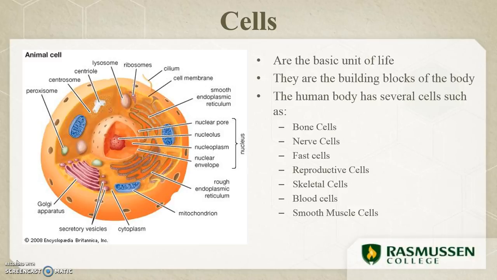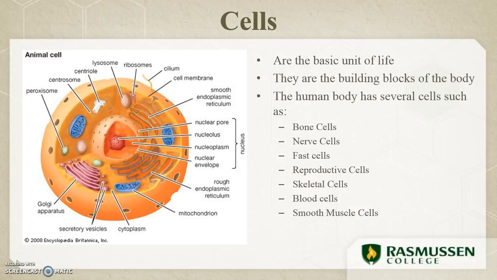Now, cells are the most basic unit of life and are often considered the building block of your human body. The cells store information and use molecules to perform work that creates waste that then needs to be disposed of, and our bodies have several different types of cells within them. For example, you have bone cells, nerve cells, reproductive cells, blood cells, smooth muscle cells, many, many different types of cells. And every cell has three common parts. It has the cell membrane, a cytoplasm, and a nucleus.